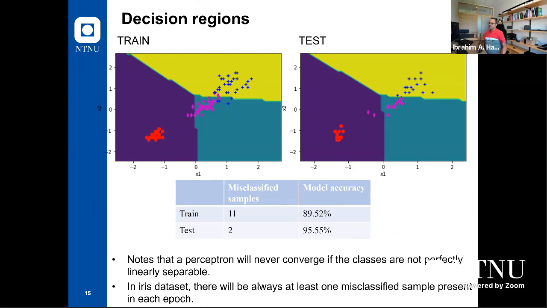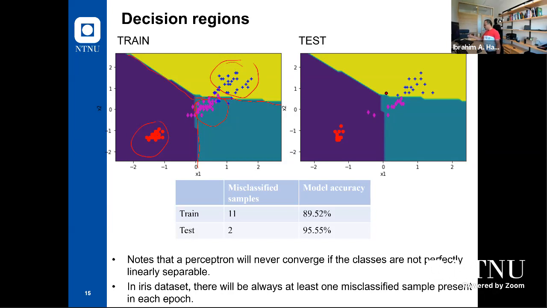So we have the decision line. We have this one class for the blue, this one for the green, this one for the magenta. We have here some error. The misclassified samples in the training are 11, and the accuracy is 89%. And for the testing, the accuracy looks better. So maybe you need to shuffle the data more, right? You need to shuffle the data maybe several times before dividing it.